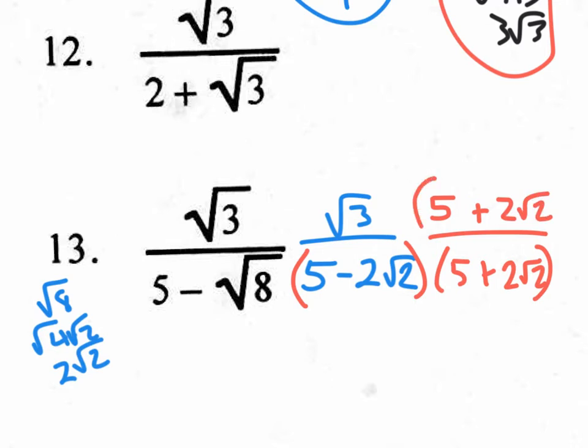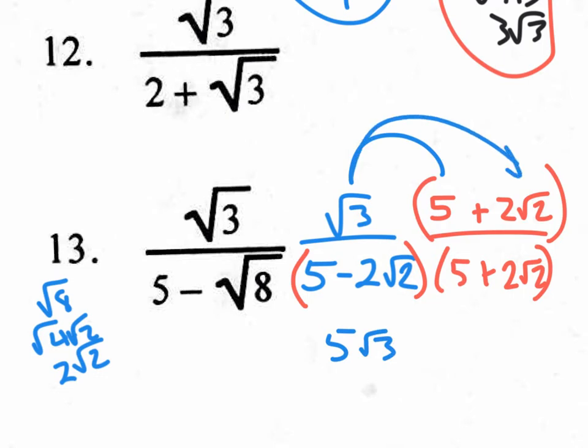So when we multiply the top, let's actually work that out. That's going to be square root of 3 times 5, that will be 5 square roots of 3. And the square root of 3 times 2 square root of 2, you can multiply the radicals, but the 2 will stay in front. That'll be a plus 2 square root of 6. And that is the numerator of your answer.